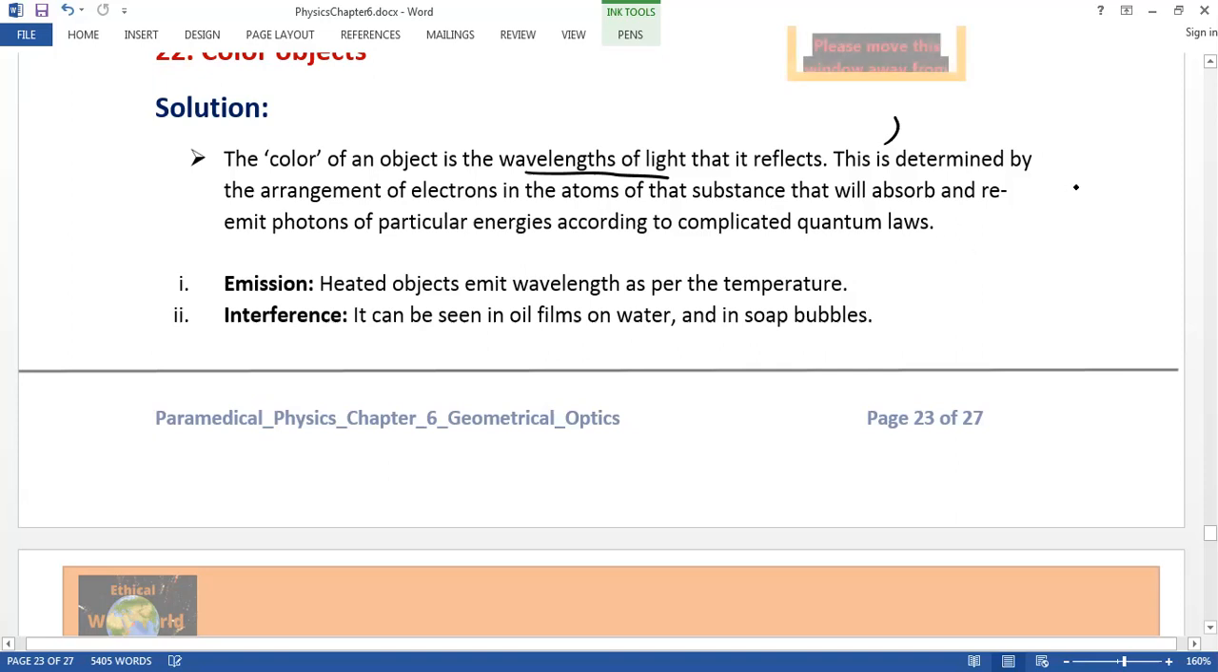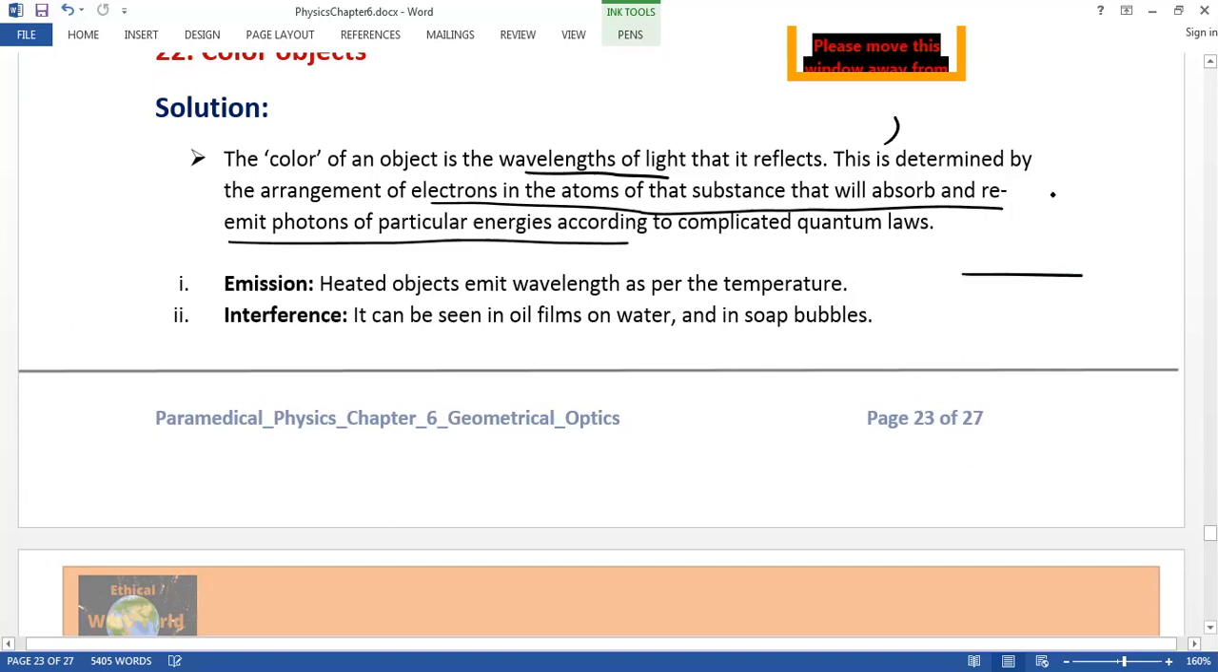This is determined by the arrangement of electrons in the atoms of the substance, which will absorb and re-emit the photon at a particular energy. For example, why are we able to see the green color? Suppose this is an object which is green. Light falls on it, it absorbs all the colors, and it only emits a particular wavelength. That wavelength falls in the category of green, so we are able to see the green color.